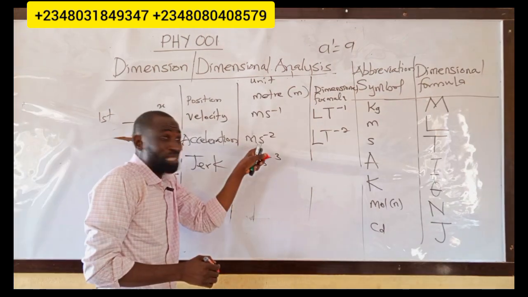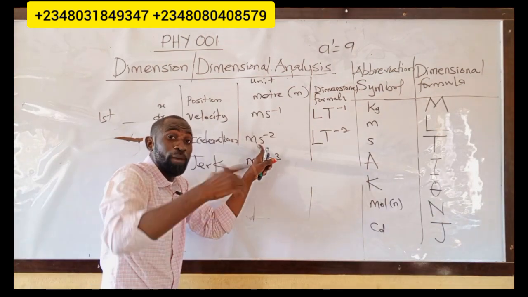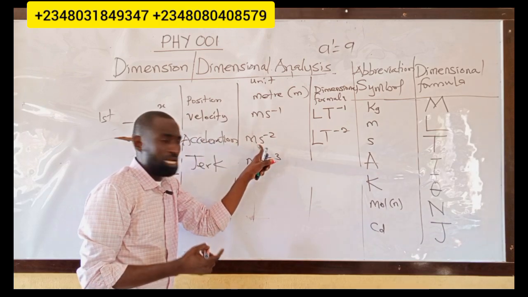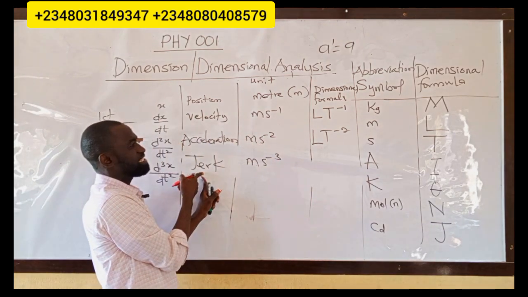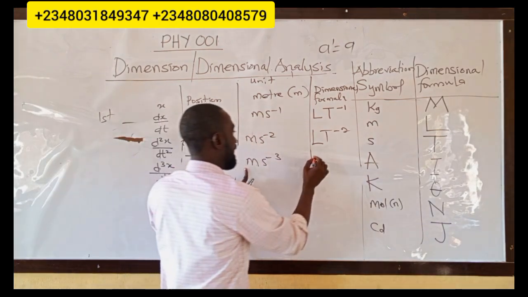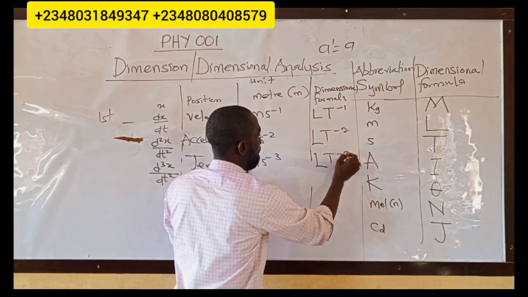Are you with me? It does not stop at meter per second square only. I will give you 2 meter per second power 6. Are you with me now? So for this, what is the dimension of J? It is L t raised to power minus 3.